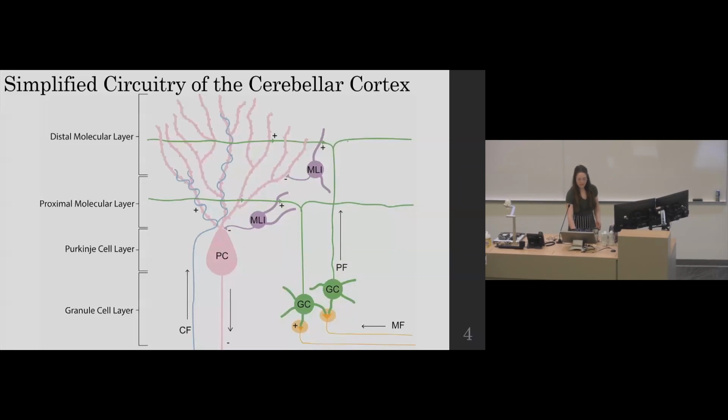The major excitatory synapses in this circuit that we'll be focused on throughout this presentation will include mossy fiber to granule cell, parallel fiber to Purkinje cell, parallel fiber to molecular layer interneuron, and climbing fiber to Purkinje cell.